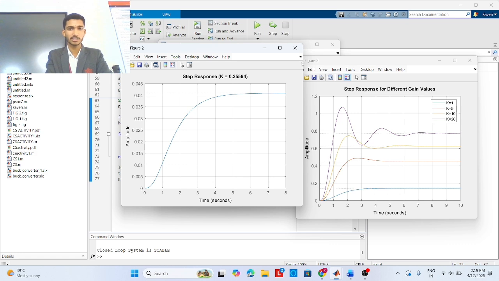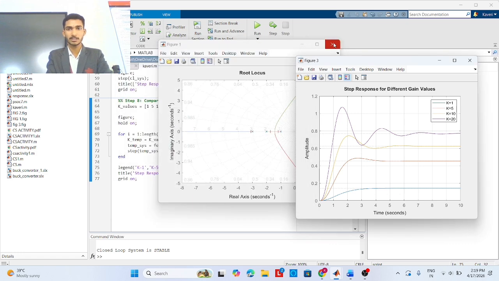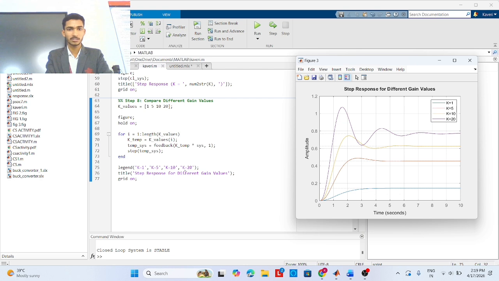When the gain is further increased, these are all the gain values. For a very high gain value such as k equal to 20, the system exhibits large oscillation and excessive overshoot, making it nearly unstable and unsuitable for practical applications. In contrast, the step response for the gain value k equal to 7.3366 demonstrates an optimal balance between speed and stability.